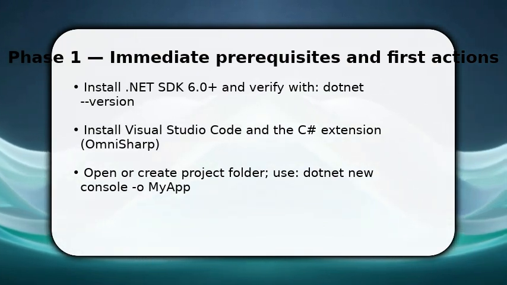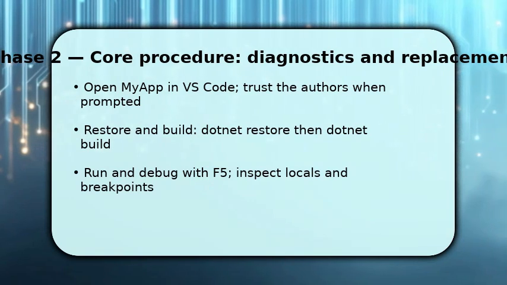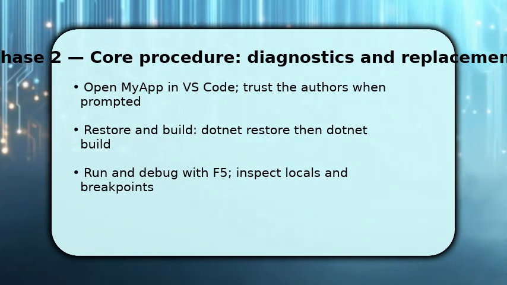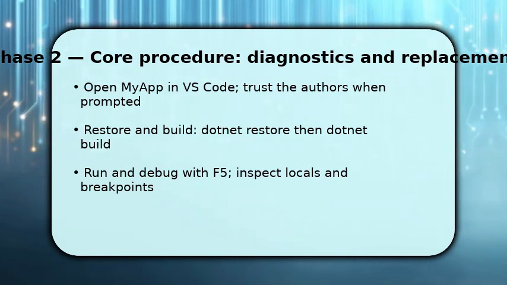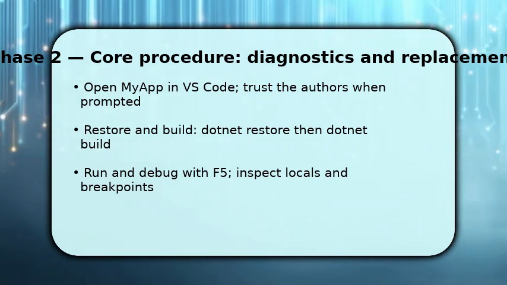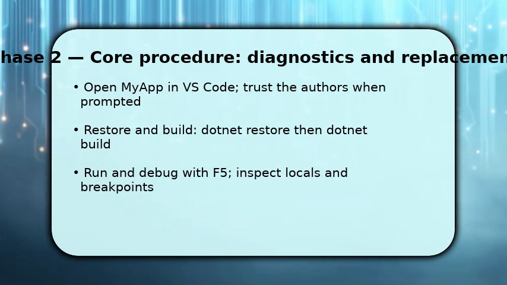You next configure the workspace. Open the MyApp folder and trust the authors when VS Code asks, which enables debugging assets. Make sure to restore packages with dotnet restore, then build with dotnet build to catch compile errors early.